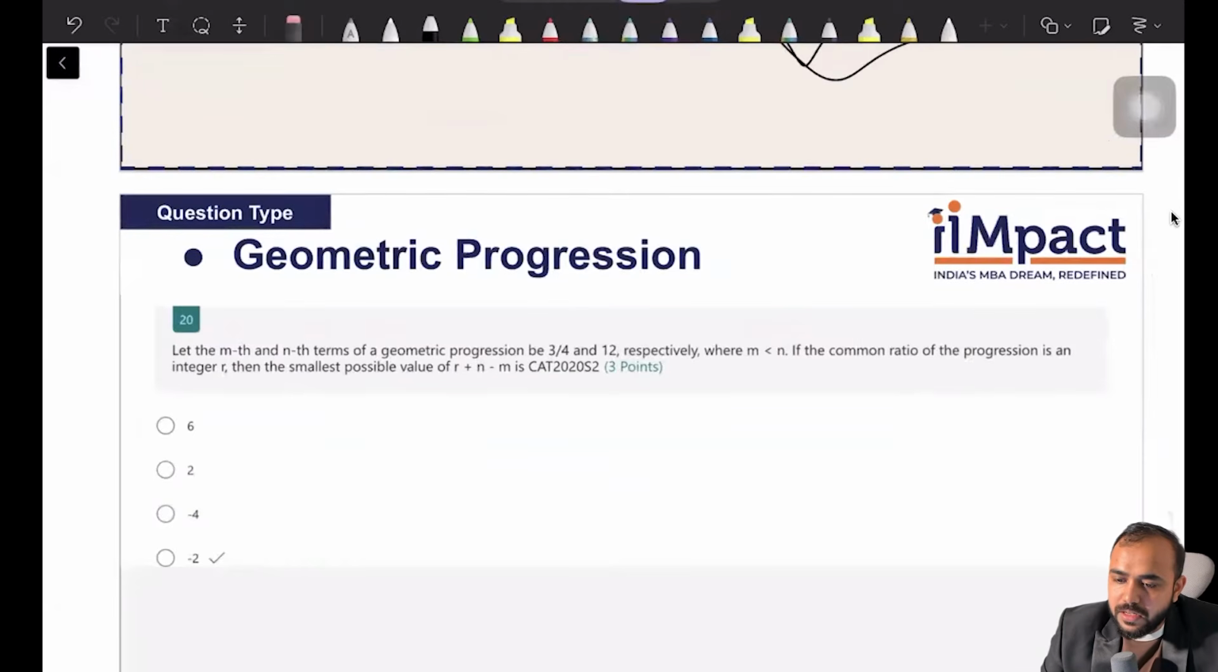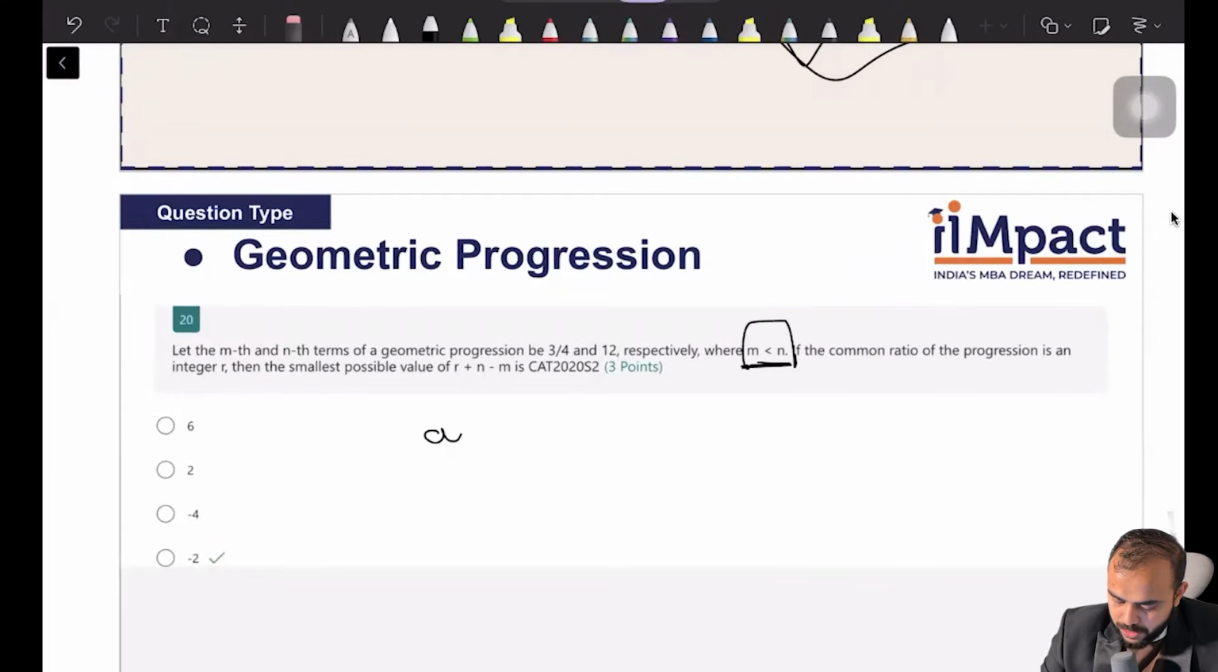So the mth and nth term of a geometric progression are 3 by 4 and 12 respectively, where m is less than n. Now I am noticing a constraint that they have directly given to me, and now we know how equation and constraints both are important in figuring out the exact values. So let me write this result.